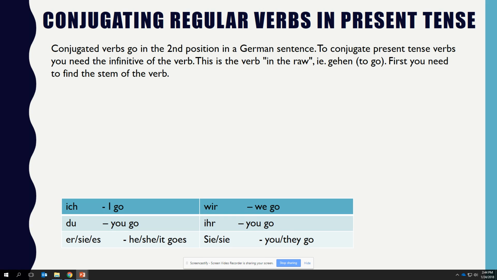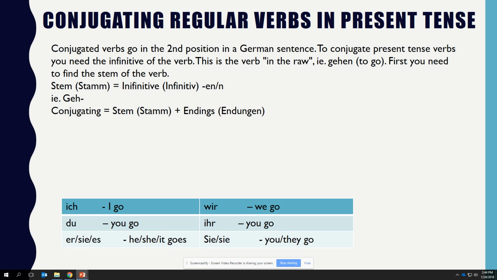Conjugated verbs go in the second position in a German sentence. To conjugate present tense verbs, you need the infinitive of the verb. This is the verb in the raw. For example, gehen, to go. First, you need to find the stem of the verb. The stem, or Stamm, is the infinitive minus en or n. For example, geh.